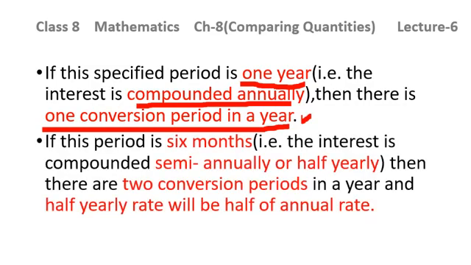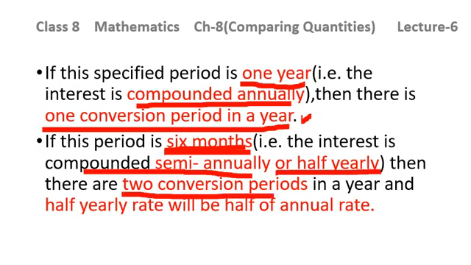What will happen if this period is 6 months? 6 months means the interest is compounded semi-annually. Complete year is called annual. So if the period is 6 months, then it will be semi-annually or half yearly. Then there are two conversion periods in a year. Obviously, after a gap of 6 months, interest will be calculated again and added each time to form a new principal. So if the period is 6 months, then the interest is compounded half yearly.